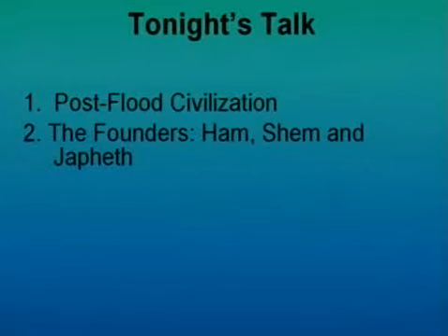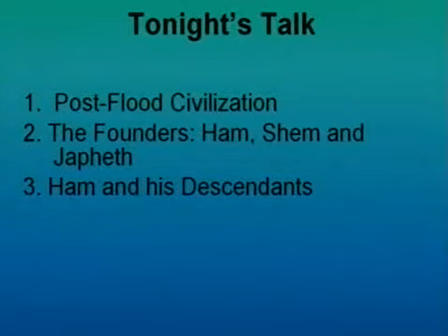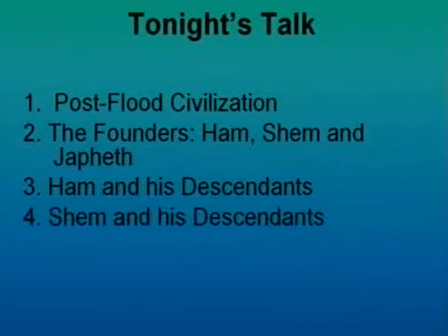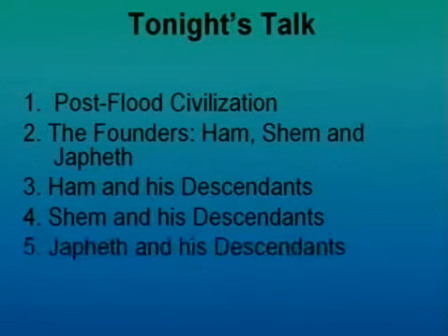We're going to be looking at the founders of what I call the New World, really, because the old world, as they knew it, was pretty wrecked and they had to start again. So Ham, Shem, and Japheth, the sons of Noah. We look at Ham and his descendants and where they went. We're going to look at Shem and his descendants and where they ended up, and Japheth and his descendants. And lastly, we'll have a conclusion.